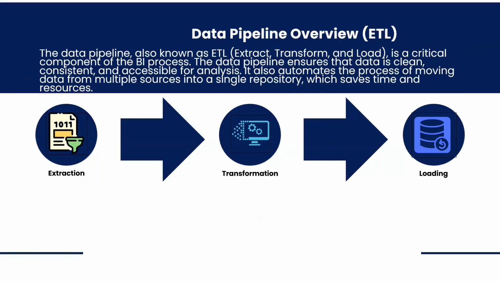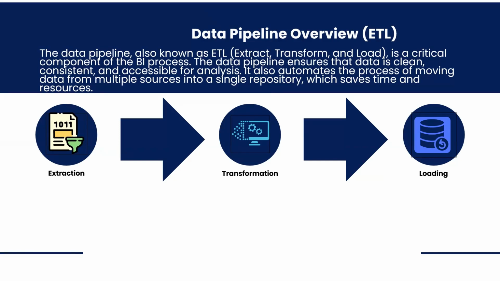Then let's move forward to data pipeline. That is the extraction, transformation, and loading of the data. The data pipeline, which is also known as ETL, which stands for extraction, transformation and loading, is a critical component of the BI process. The data pipeline ensures that data is clean, consistent, and accessible for analysis. It also automates the process of moving data from multiple sources into a single repository, which saves time and resources.